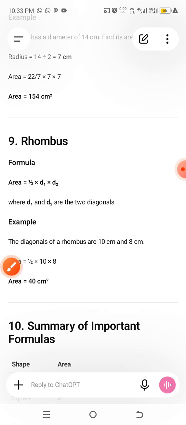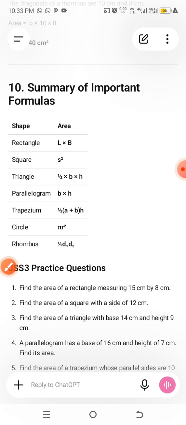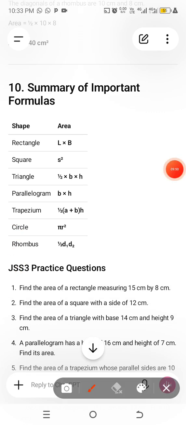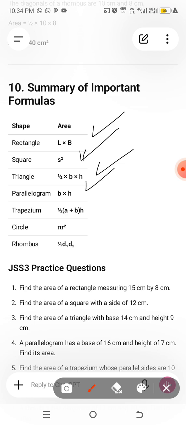Do you understand? So let's look at the summary of important formulas. Rectangle equals length times breadth. Square equals s square, so s times s, side times side. Triangle equals half b times h. Parallelogram equals b times h. Trapezium equals half (a plus b) h. Circle equals pi r square. Rhombus equals half times d1 times d2.